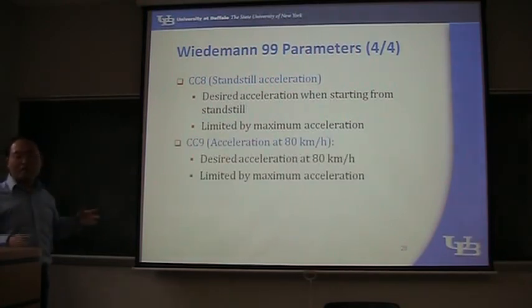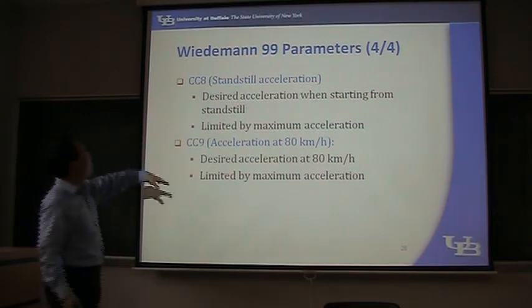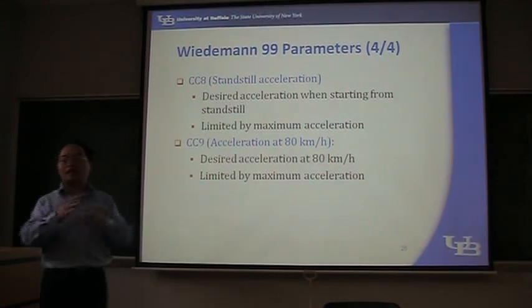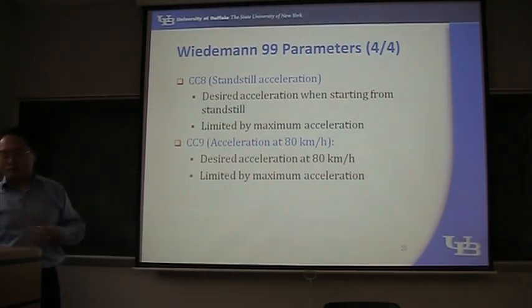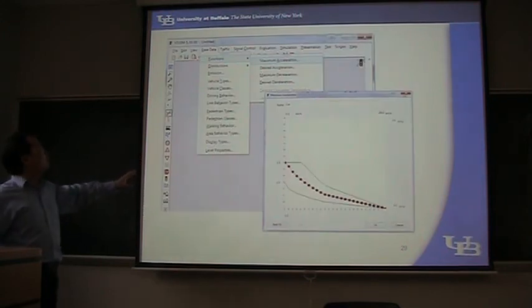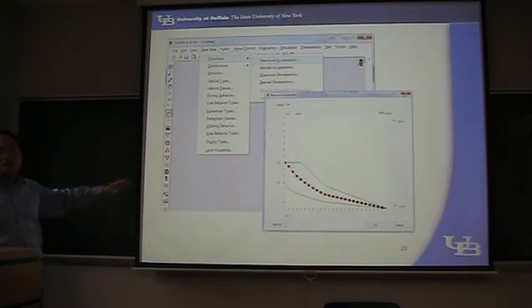CC9, acceleration at 80 km/h. Very similar concept. Using these two parameters, we can get the acceleration at any time, any speed. But both of them are restricted by the maximum acceleration. So let's see how the maximum acceleration is defined.